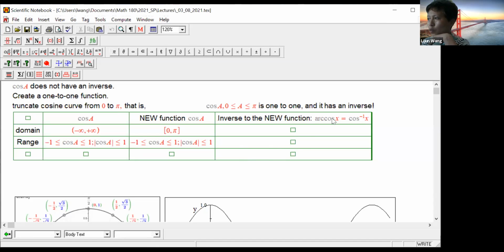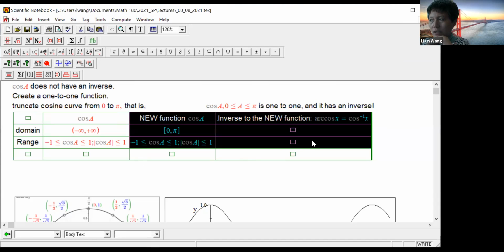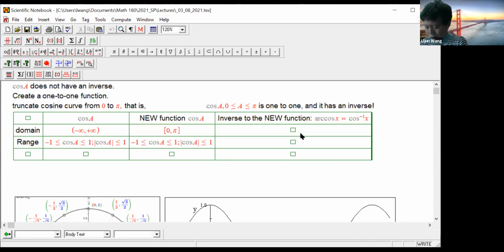Okay, so what should be the domain for the inverse function to the new one? These two are inverse to each other, right? So one's domain should be the other's range. We said all inverse functions have the same relationship, one's domain is the other's range.